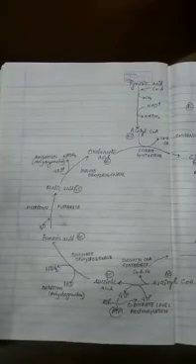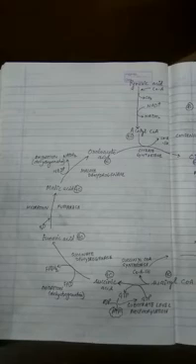Now the fumaric acid formed in this step, which carries the 4 carbon, undergoes hydration. During hydration, a water molecule is involved. So water molecules come inside. So finally fumaric acid changes into malic acid, again a 4 carbon compound or 4 carbon organic acid, in the presence of the enzyme called fumarase.